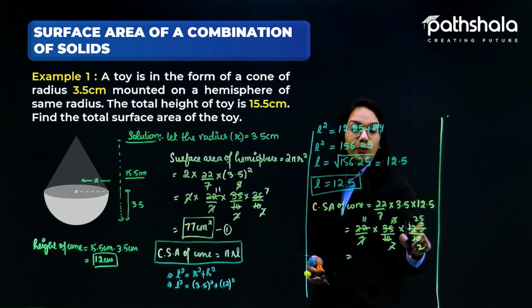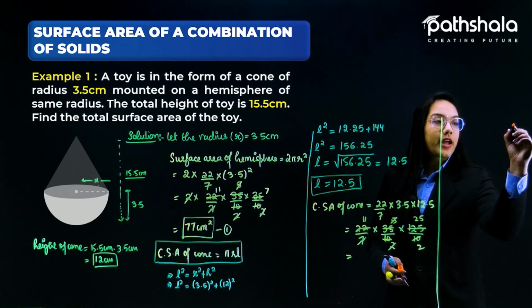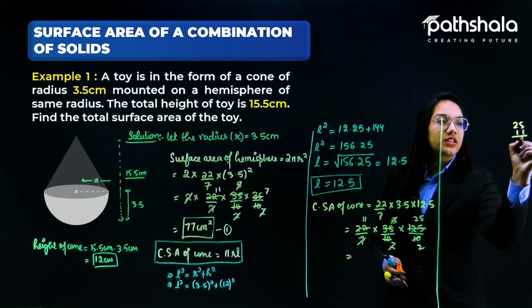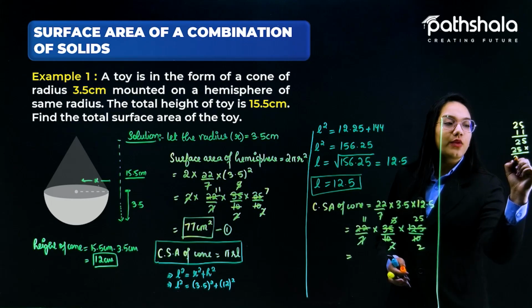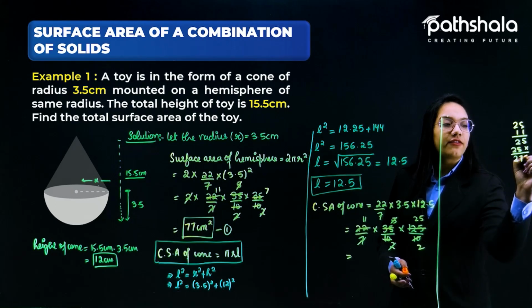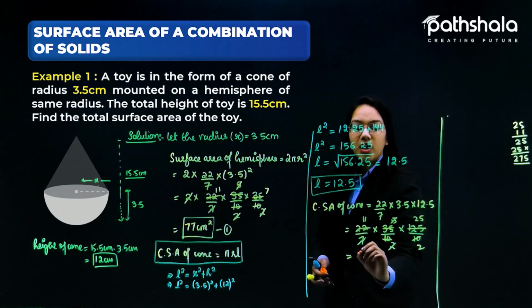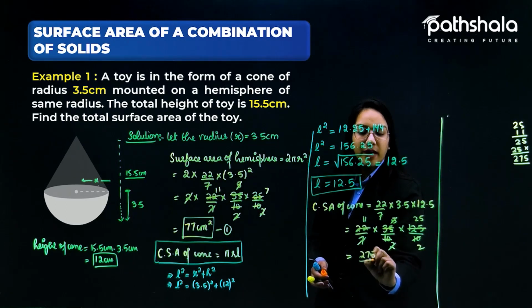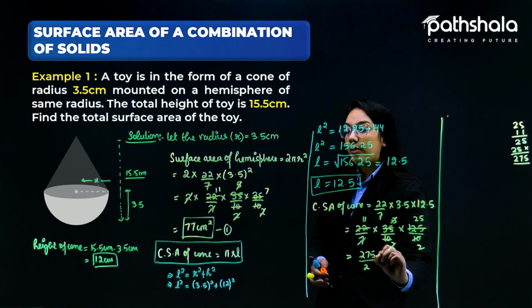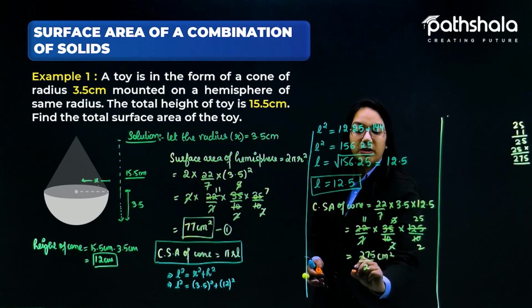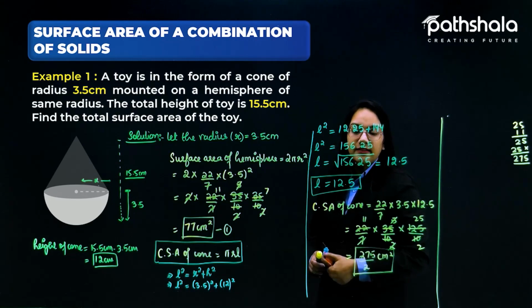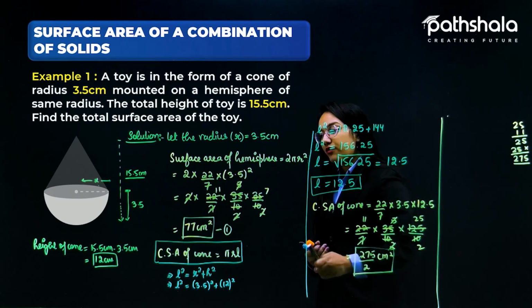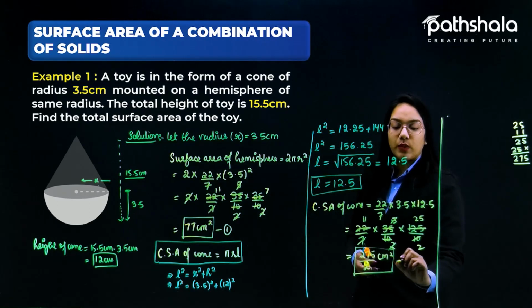So let's multiply both of these values. You can see 25 into 11. Let's multiply 25 and 11. So we have this as 5 and 2, and further this 5 and 2. So we are getting 2 and 7 and 5, so 275 at the end. So this is 275 divided by 2 centimeter square, because the unit that we have is centimeter square. So we are getting the CSA of the cone as 275 centimeter square. Let us call this equation number 2.